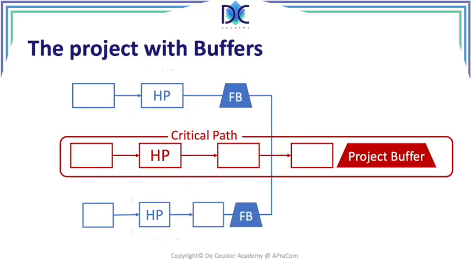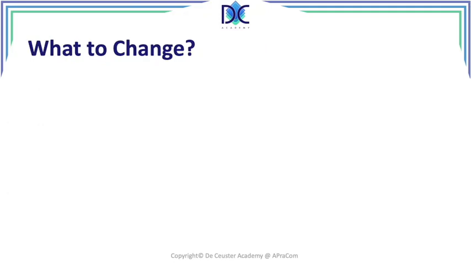But what do we see here? We see that at a certain moment, Harry Potter is working on 3 activities. Let's say that these activities are basically in parallel. And that's a problem. We cannot have this because this is a problem for our planning. Now, what has to change?